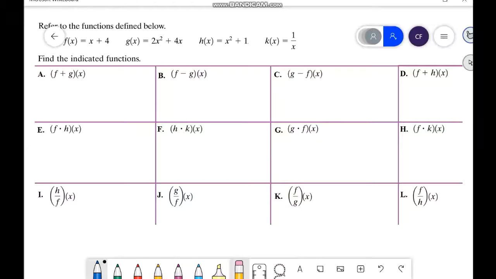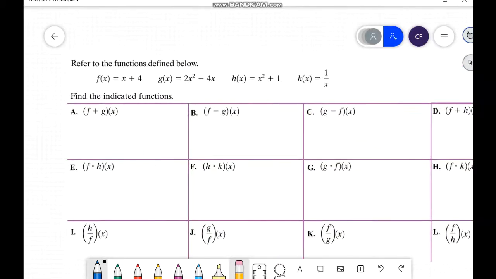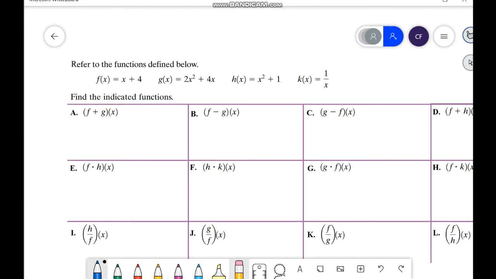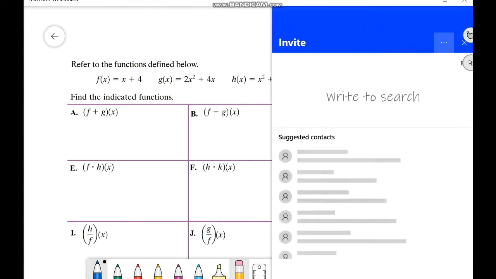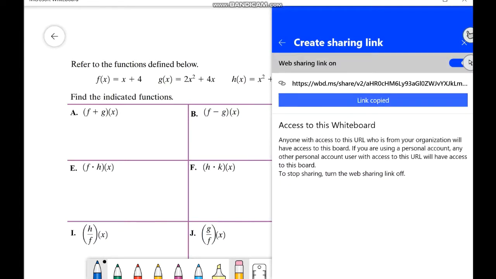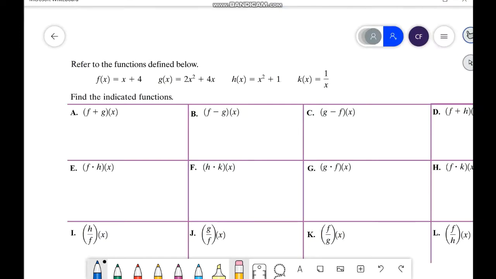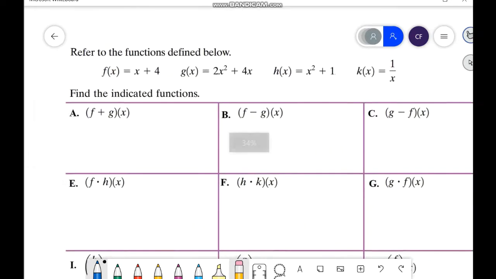Okay, moving on. Now let's work on our quiz. And I will share with you the link to the whiteboard so you can access, you can edit, you can share your answers if you want using the whiteboard. Just click on this link, you will be able to open this whiteboard.